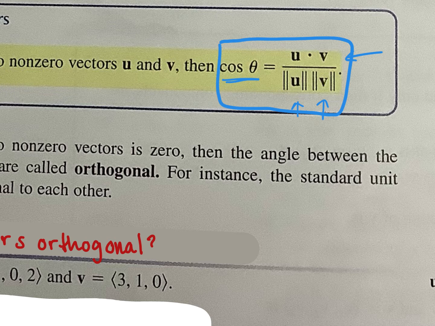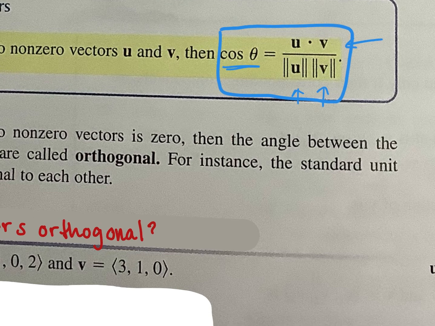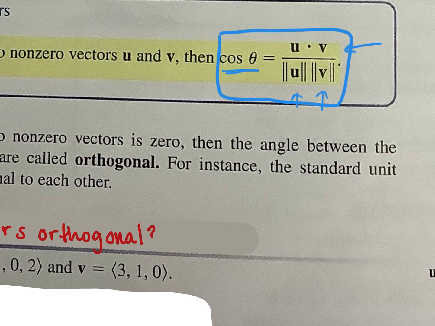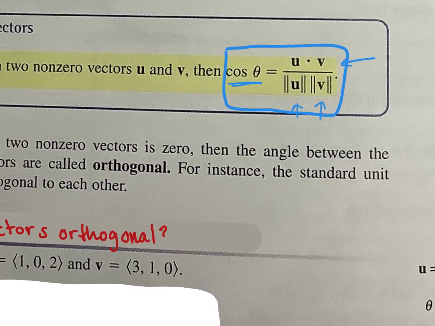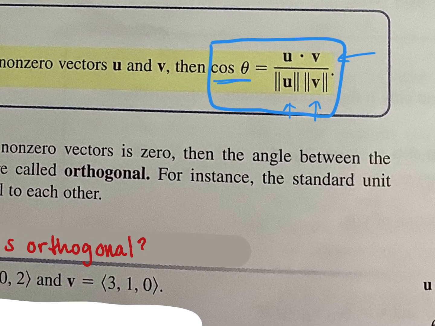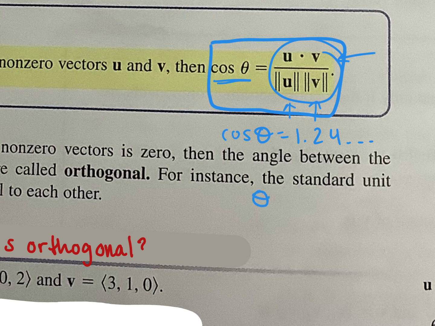Cosine inverse. Yeah, is this on the review? This is on the review, yes. The angle, cosine inverse. Because when we do this, we'll get some type of decimal, so cosine theta is equal to, let's just say, 1.24 or something, whatever. Then to find what actual theta is, remember you have to do the cosine inverse of that number. And that gives you theta.